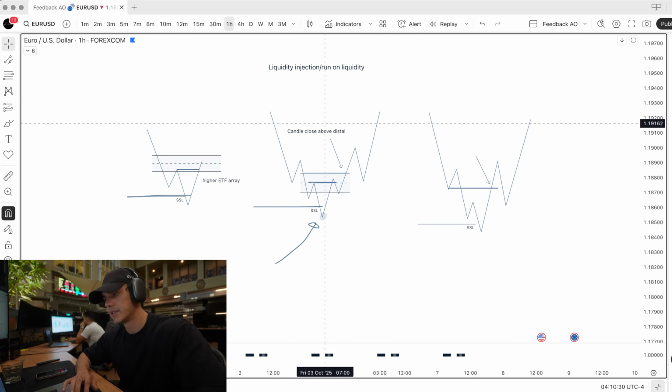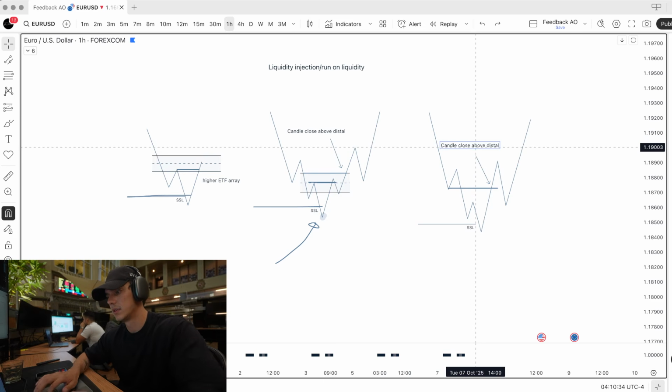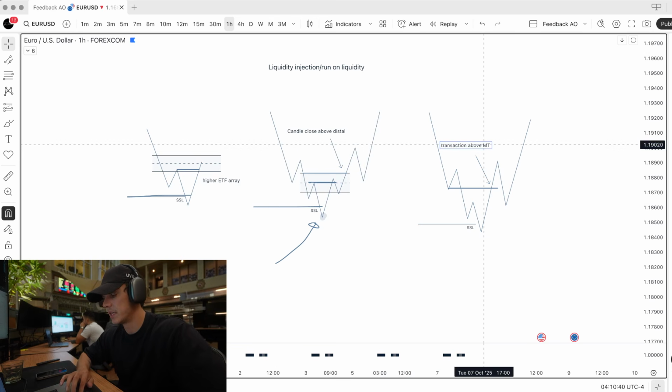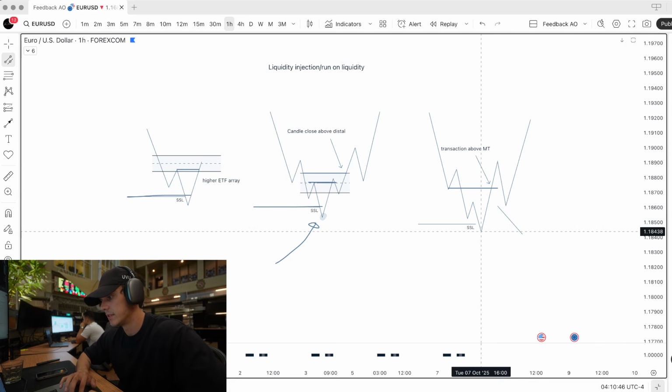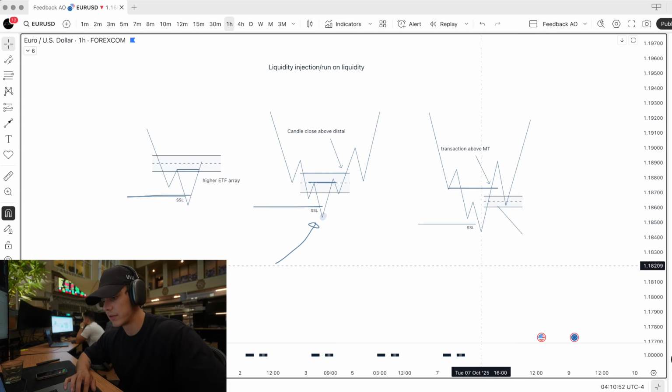Here, it's transactions above MT. Transaction above MT, and then what you want to see here is an array, right? Some sort of intent or an order block, right? It can be either or. This is your standard E1, right? You can see that often enough.